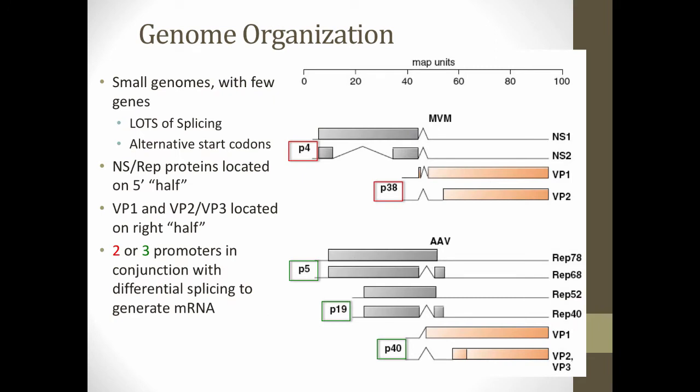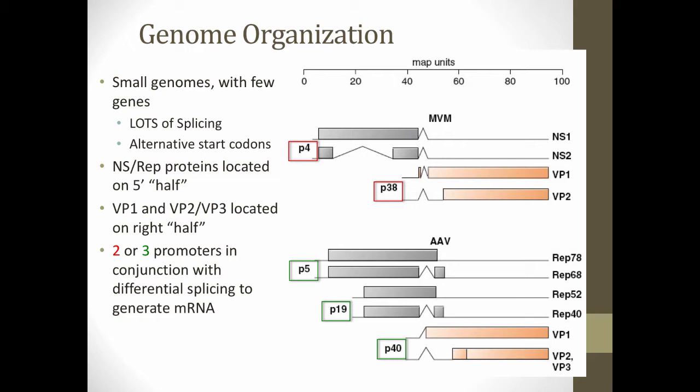All right, so how are these small single-stranded DNA genomes organized? This is probably pretty similar to a lot of the maps you guys have looked at for other viruses. They're relatively small genomes, about 5 kb, with relatively few genes, which results in lots of splicing in order to make different gene products. And then you have a few examples of alternative start codons. So this box here on the lower right, for the structural proteins, you can see 2 different proteins being made from the same mRNA. So you have one start codon here and a second start codon at the right side of the little box.